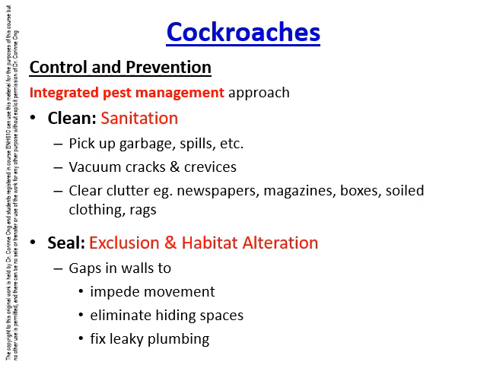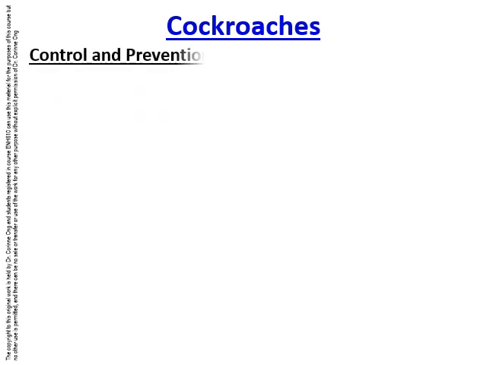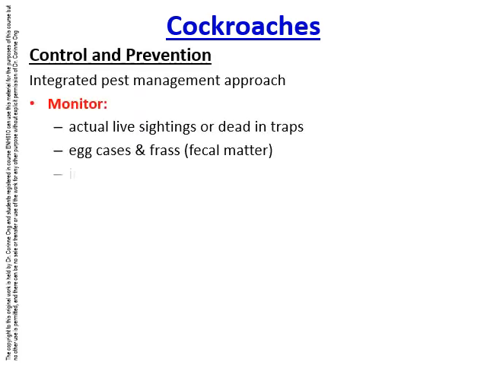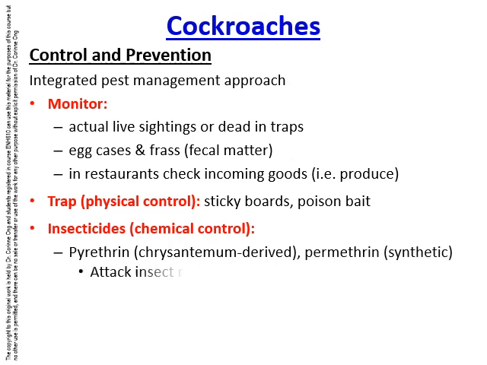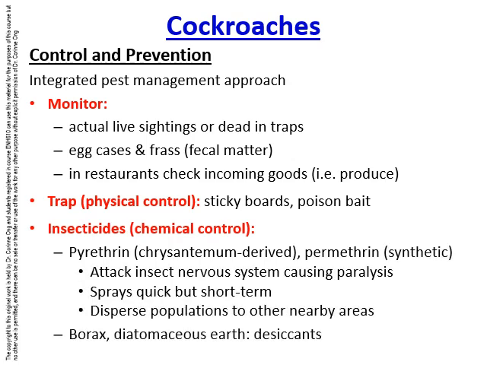And then the next steps are to seal any gaps in walls to prevent cockroaches from crawling in and out and eliminate their hiding spaces. Also, fix any leaky plumbing to prevent moist environments that will attract them, especially oriental cockroaches. Other integrated pest management approaches include monitoring. This is checking to see if there are live sightings of cockroaches or dead ones in the traps.